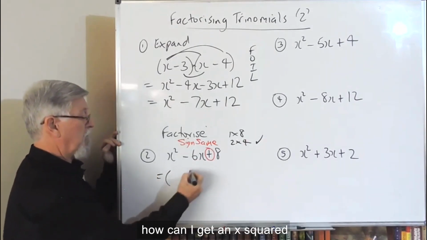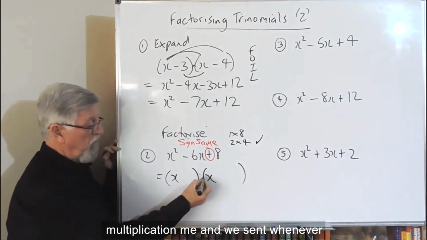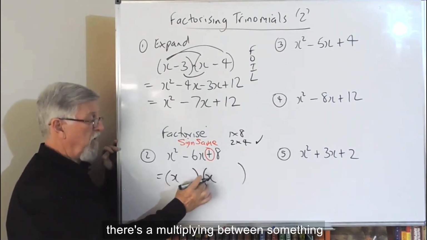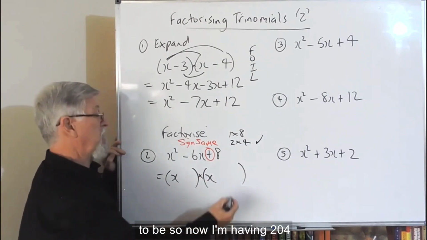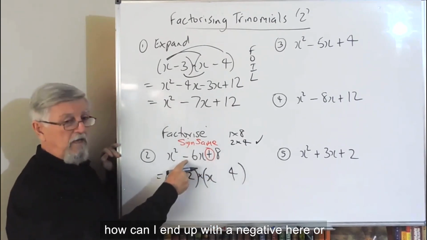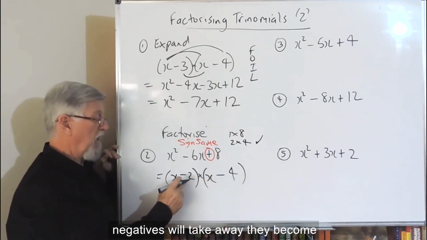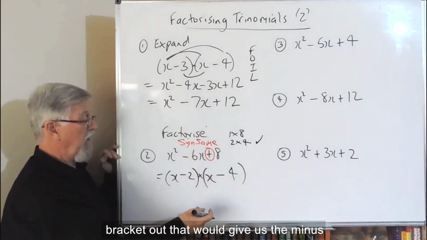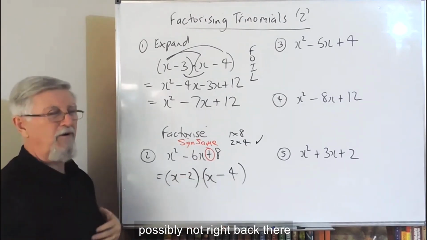So now, how can I get an x squared? I've got an x and an x, because I'm doing a multiplication there. Whenever in math two things are together, it means there's a multiply in between. It doesn't matter if you write it in, it just doesn't need to be there. So now I can have a 2 and a 4. How can I end up with a negative here or a subtraction here? Both of them are negatives or takeaways, and they become that plus. If I expanded the bracket out, it would give us the minus 6x. So there it is, factorised, and most of the time we don't write that there.